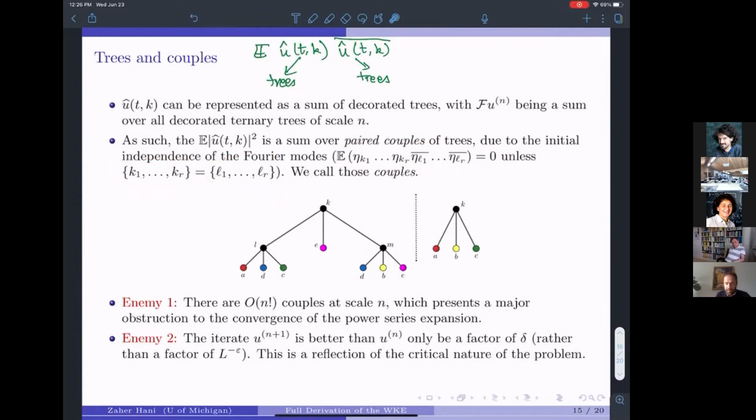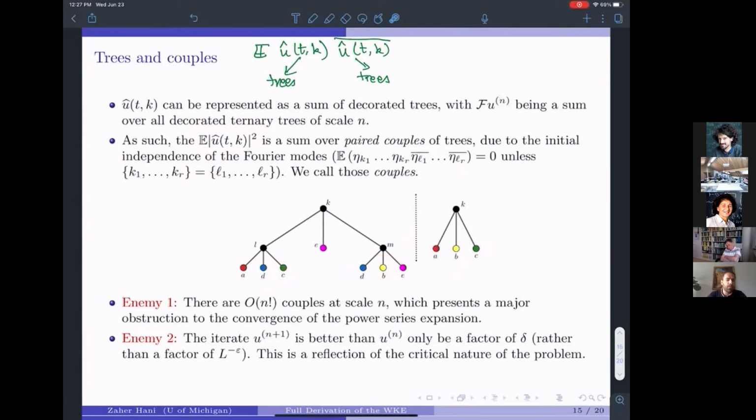What this corresponds to for a decorated tree is the fact that the leaves of those trees have to be coupled or paired to each other. So here we denote the pairing of the two trees by the coloring. So this node is paired to this node, both of them are red. This node is paired to this node, etc. So you must have a full pairing of those trees. So the moral of the story is that if you're looking at the expected value of u hat of tk squared, what you will end up with is a sum over couples of trees. Those trees could be very large, and you have a full pairing between the leaves of those trees. These are the leaves of the trees.